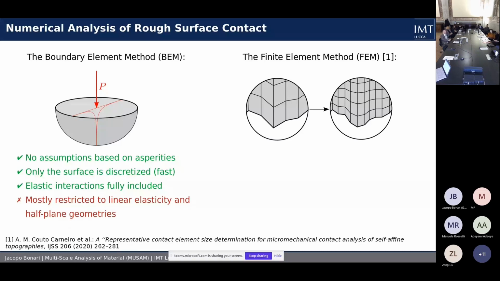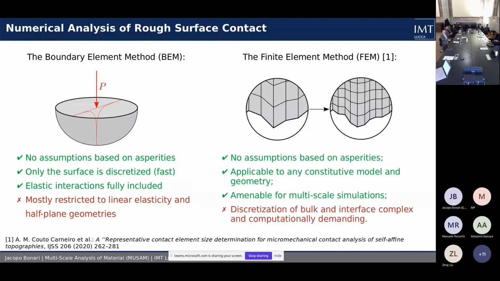On the other hand, we have the other very common method for the analysis of this class of problems, which is the finite element method. It is characterized, like the boundary element method, by no need for any a priori assumption on the geometry of the body. It can be successfully applied to any constitutive model and any complex geometry.